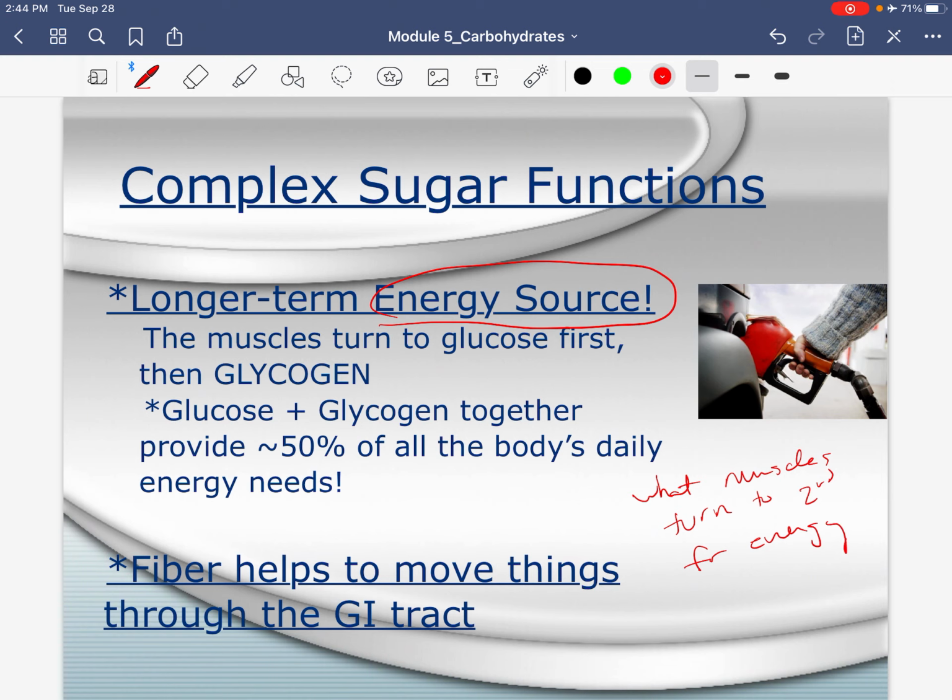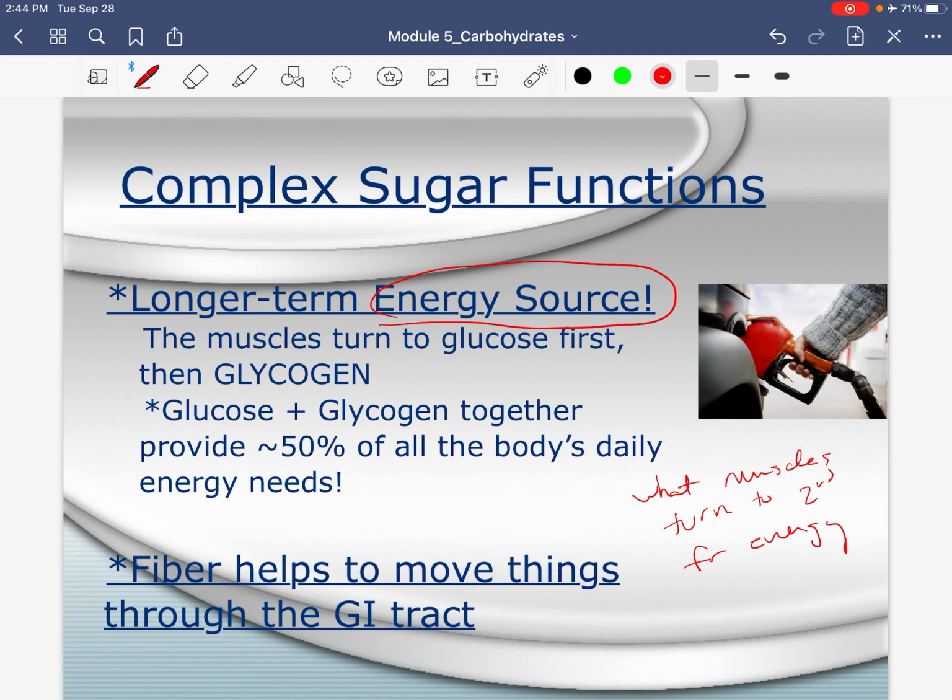Our muscle cells first turn to the simple sugars. When our simple sugar supply dwindles, then our muscle cells will break down the glycogen back into glucose. So it's what our muscle cells go to second. Now, of course, both simple and complex sugars give us quicker energy than fats.